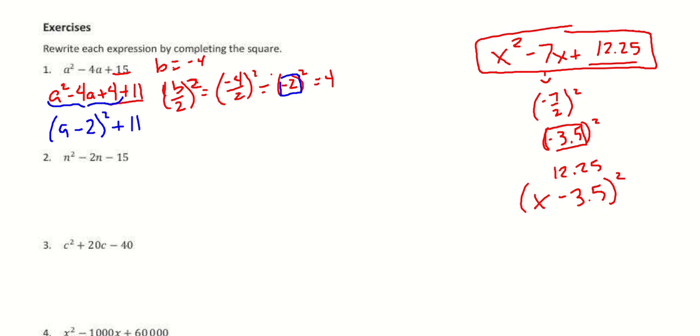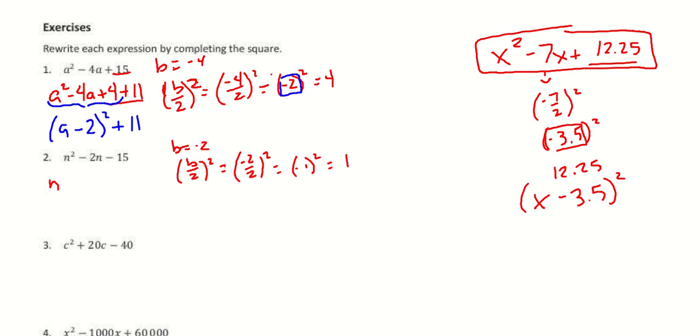So let's go back to number 2. I'm going to ignore the 15. I'm only going to figure out what I have to add on to negative 2n to make a perfect square. So I'm going to go off to the side. B is equal to negative 2. Okay, so we're going to do b over 2 squared, which is negative 2 over 2 squared. So we're going to simplify it. That's negative 1 squared, which is equal to 1. So I have to add a 1 on here.